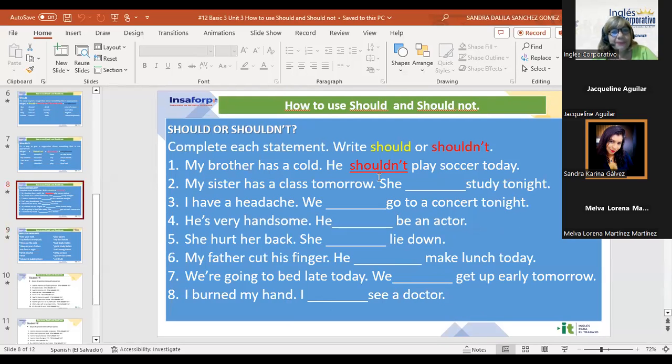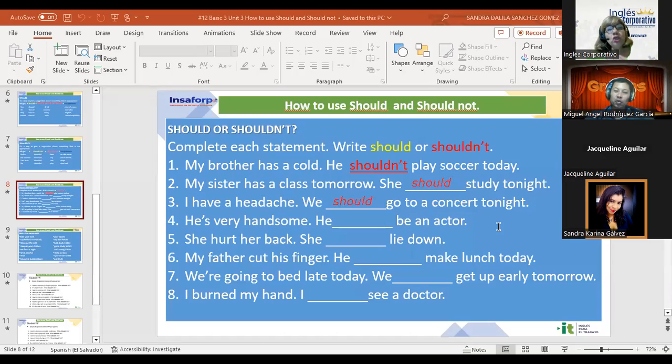El anterior. Eight. Ok, can you please tell me? My sister has a class tomorrow. She... tell me please. My sister has a class tomorrow. She should. She should study tonight. Okay, I have a headache. We should. Should. Hagan la boca así, miren como que quieren darle un besito a alguien. Should. Para arriba. Should.